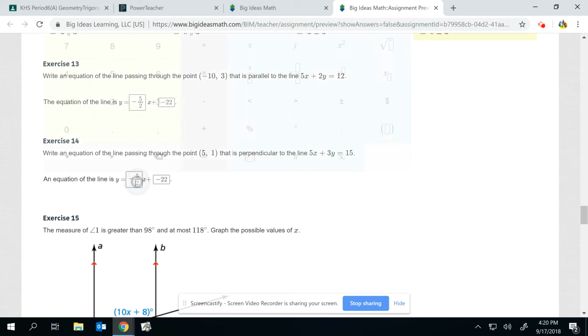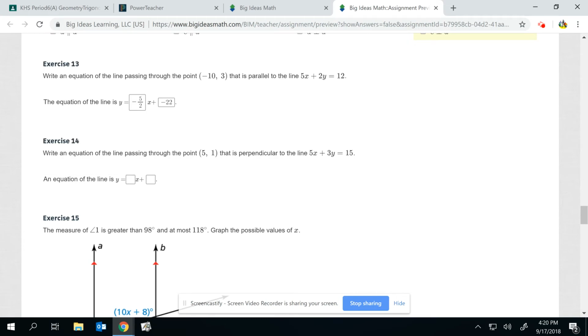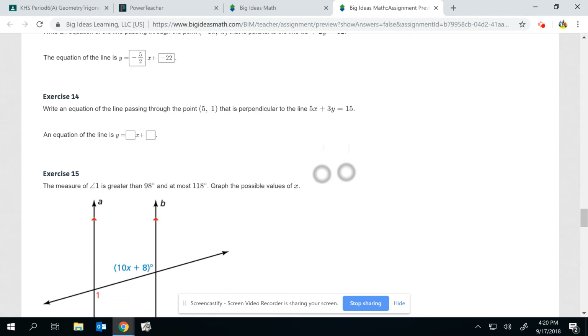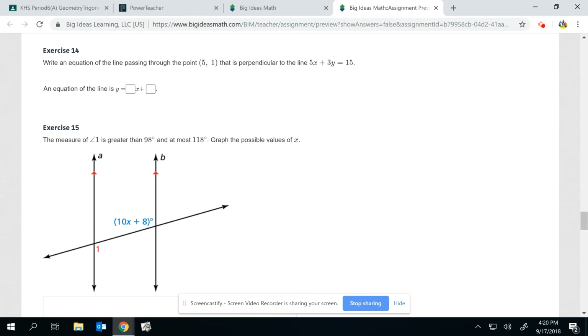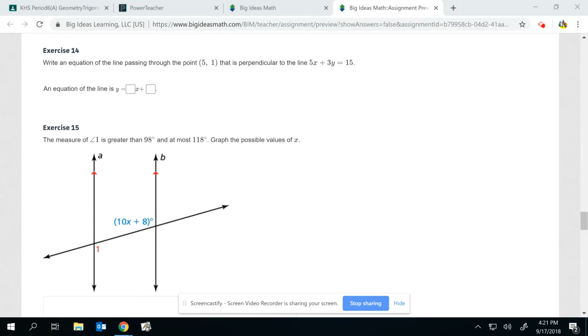Okay, so this one is perpendicular. So we want to get rid of this. Okay, so now we want perpendicular. So that's a little different. Okay, so we need a perpendicular line. Okay, if I could get the screen to work, that would be great.